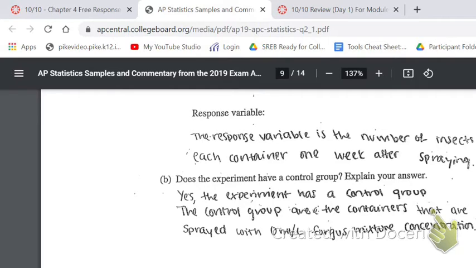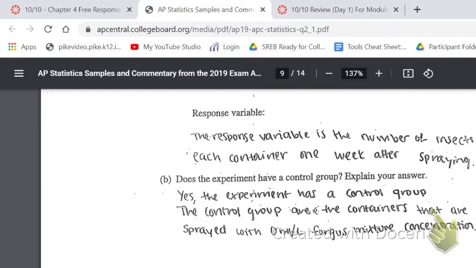So just here with the explain part, they're saying, because the first question is just a yes or no. So you have to give a yes or no here. Yes, there is a control group, or no, it's not. And then explaining your answer, they explained by stating which group was the control group. They didn't have to go into detail about why it was the control group necessarily, just which group is identified as the control group here.